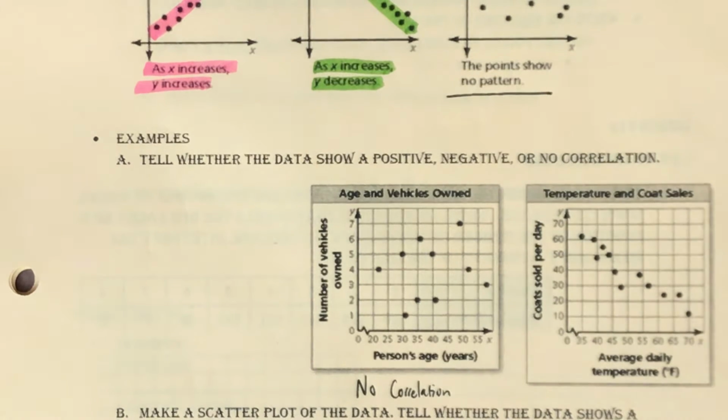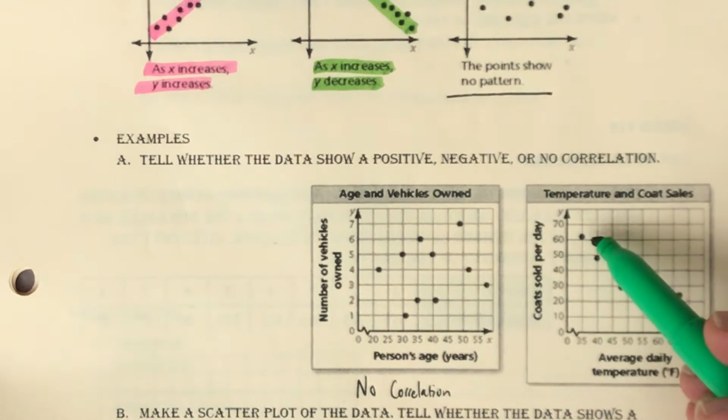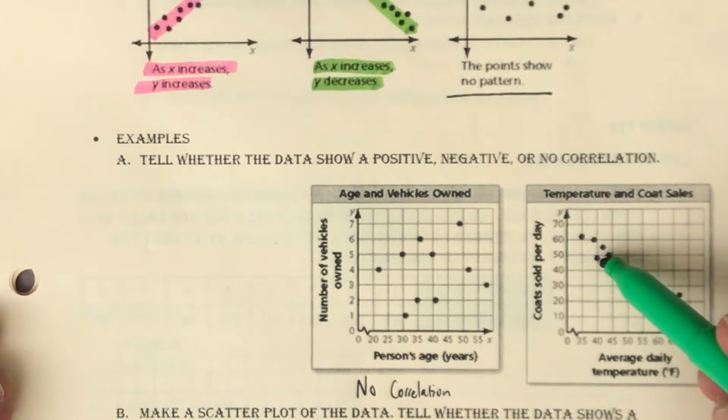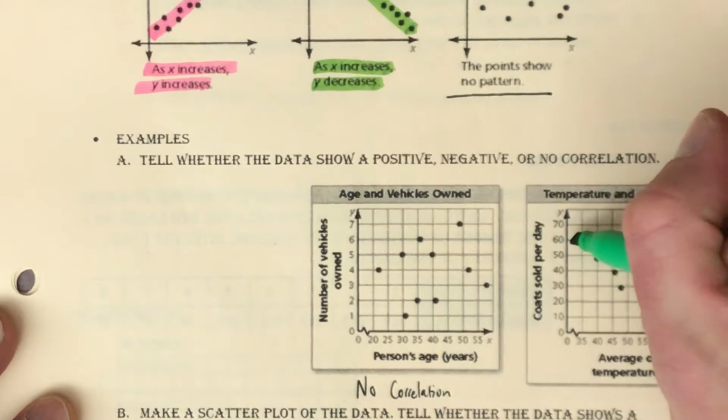Well, if we look at this, we can kind of see that there's a downward trend happening here. When it was 35 degrees, they were selling over 60 coats. When it was 40 degrees or close to 40 degrees, still pretty close to 60 coats. When it was right on 40 degrees, right around 50, it's pretty much trending downwards.